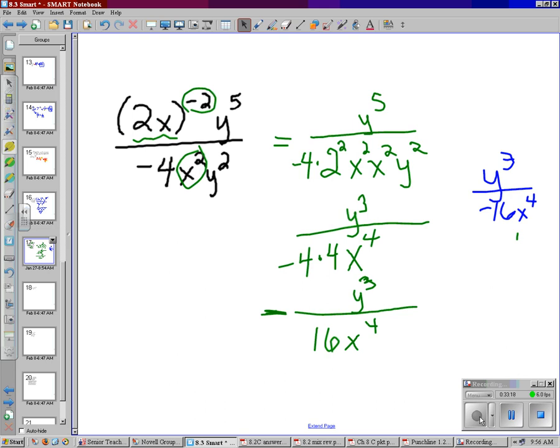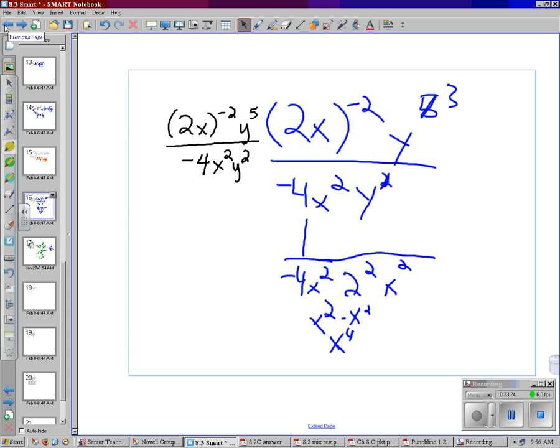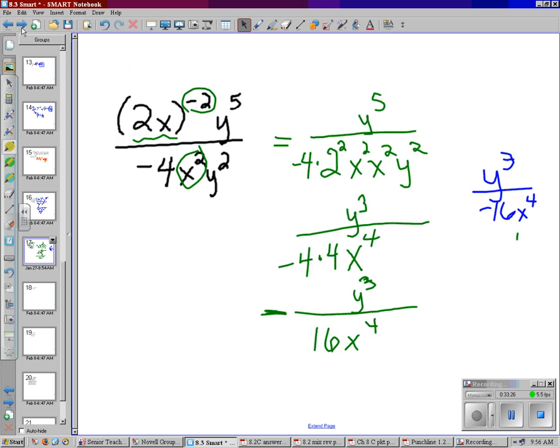So I'm going to go back one screen. Let's see. Once it was y to the 3rd over -16 x to the 4th. Not quite. Can you see what should happen there? Have you corrected your notes, please? I just messed up a little bit down here. 4 times 4 is 16, not 4 plus 4. That's what I was thinking.